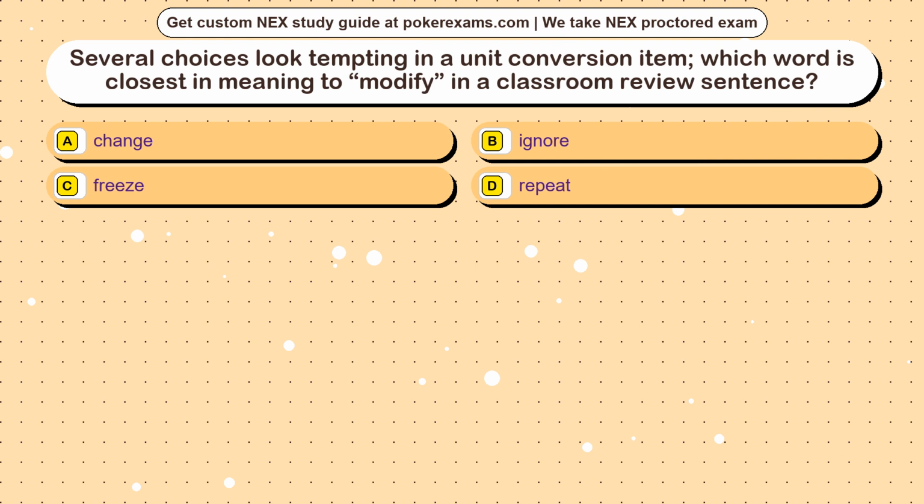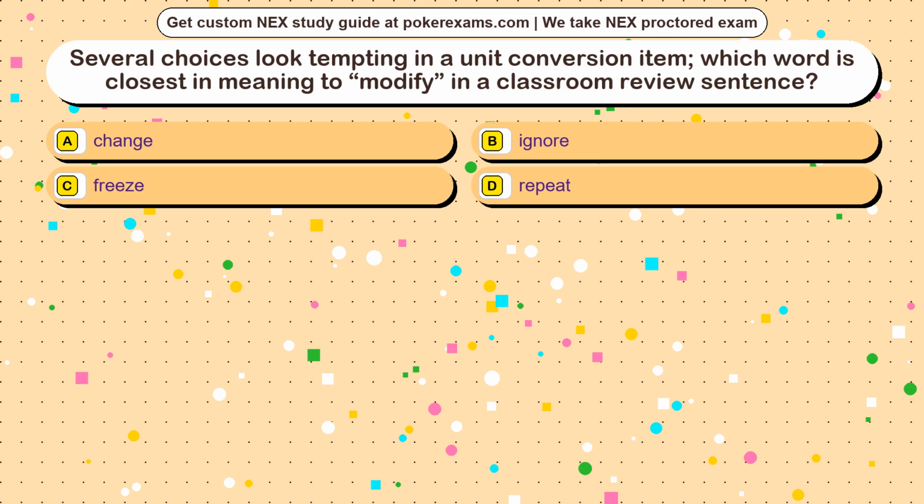Question 12. Several choices look tempting in a unit conversion item. Which word is closest in meaning to modify in a classroom review sentence? Option A, change. Option B, ignore. Option C, freeze. Option D, repeat.